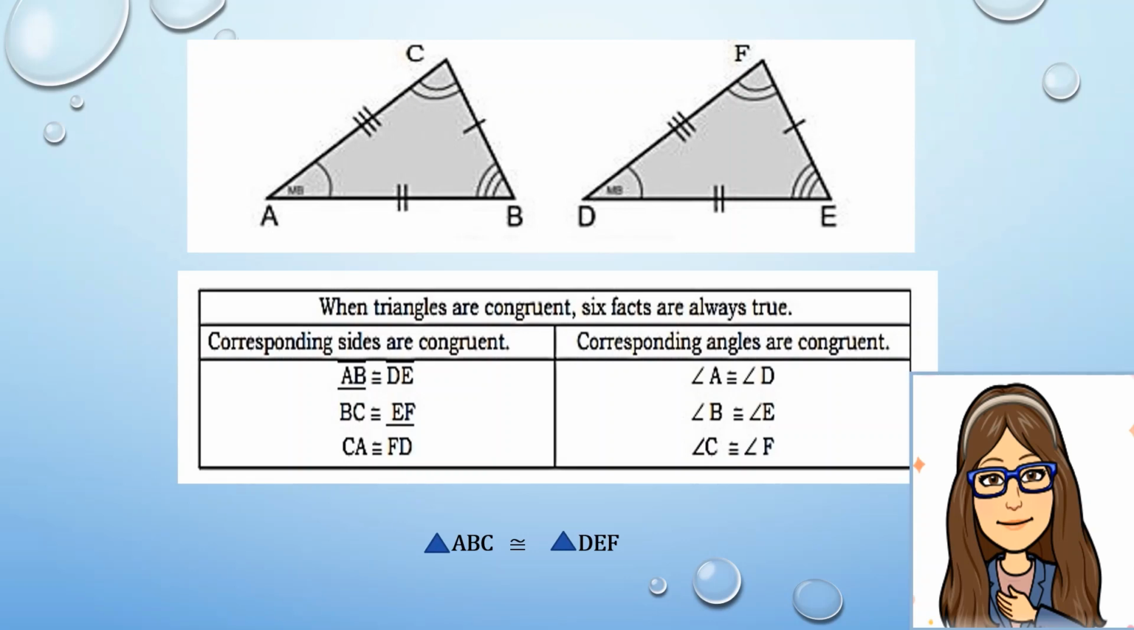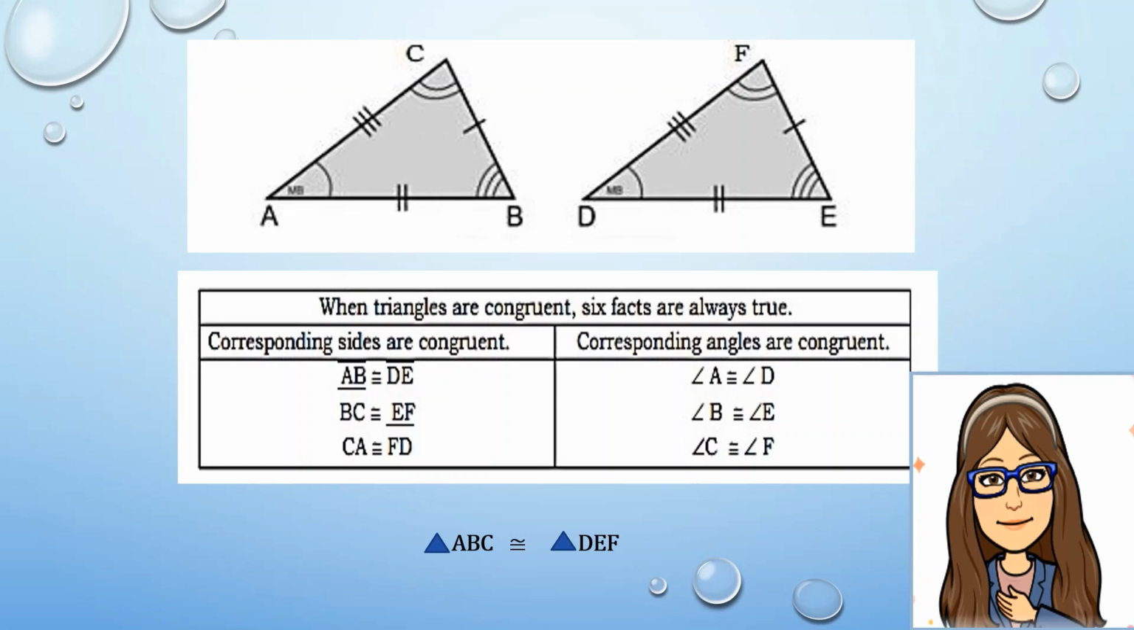Now you will see in the diagram we have 2 triangles, triangle ABC and triangle DEF. The corresponding sides with 1 tick mark have equal length. Segment BC is congruent to segment EF. The corresponding sides with 2 tick marks also have the same length. Segment AB is congruent to segment DE. And the corresponding sides with 3 tick marks are equal as well. Segment CA is congruent to segment FD.